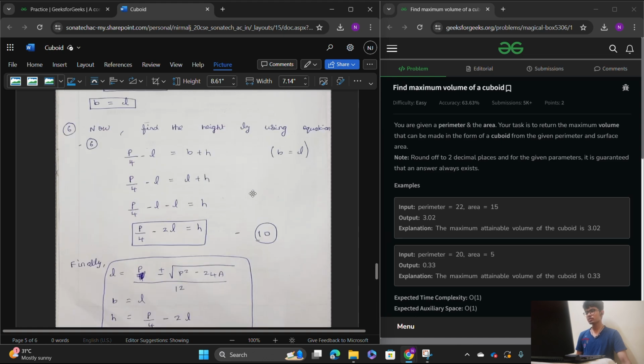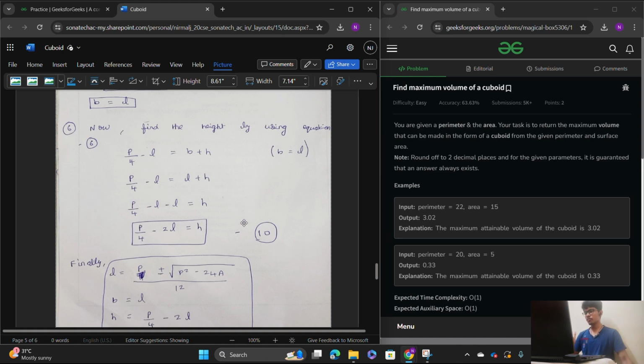After substituting B is equal to L, I said that length and breadth are going to be same. So I'm going to convert this B into L. So when I convert B into L, I'll get it as L plus H. I'm going to move this to the left hand side. I'll get P by 4 minus L is equal to H. After doing this, I'll get P by 4 minus 2L equal to H.